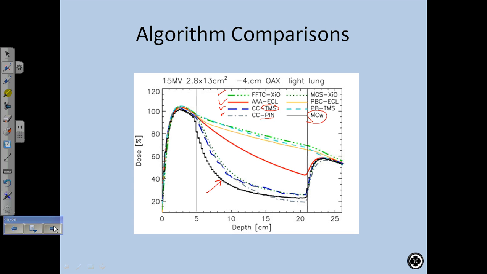And then this is collapsed cone Pinnacle, really close. Now look at this, pretty good. A little offset there, but pretty good down here. What's this? This is superposition, MGS. Axio, a lot better. PBC is pencil beam, Eclipse pencil beam, not very good. And here's that other company I don't know about, and they're not doing so well either. So the take-home message: Monte Carlo is the gold standard, and then it looks like collapsed cone Pinnacle is pretty good, and Axio superposition is pretty good. Okay, all right, let's go.